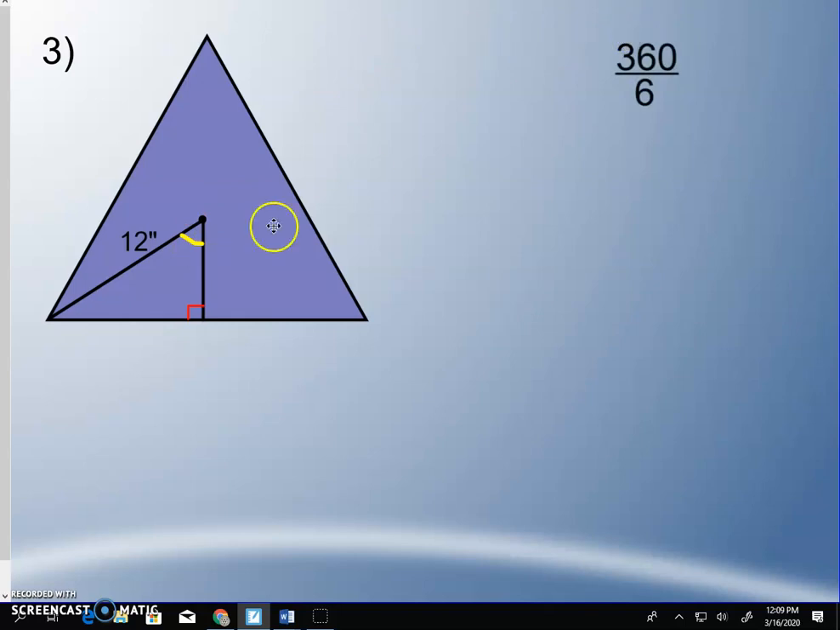Well, welcome back. I hope you realize that there are going to be 6 of these angles right here that completely surround the center of this circle. There is a fundamental right triangle. There are 2 that take up each side, and there are 3 sides, which gives us 6. That means each angle is 60 degrees.